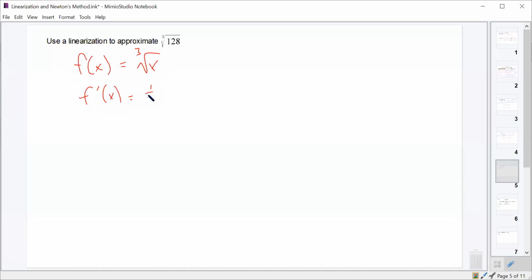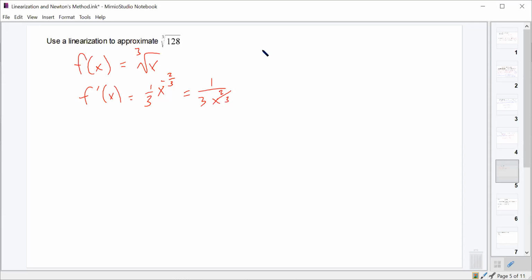One over 3 times the cube root of x squared. Or negative 2 over 3. Yeah, I mean, you're right. Either way, you want to write it 1/3 x to the negative 2/3, or 1 over 3x to the 2/3, or 1 over 3 times the cube root of x squared, however you want to write it. Any of those are fine.